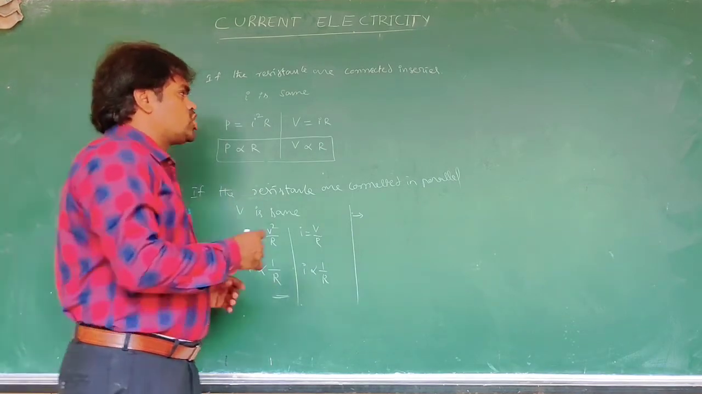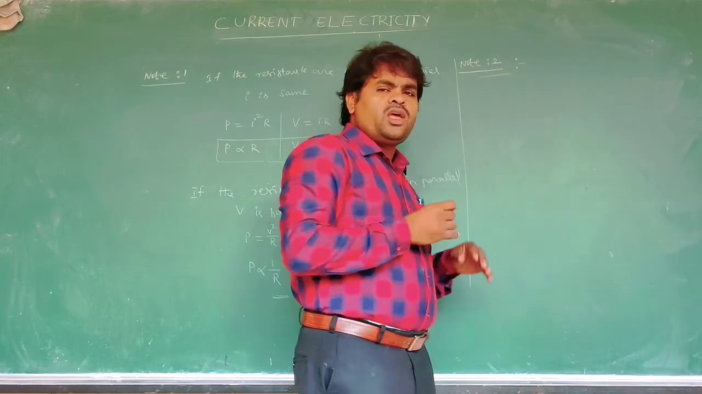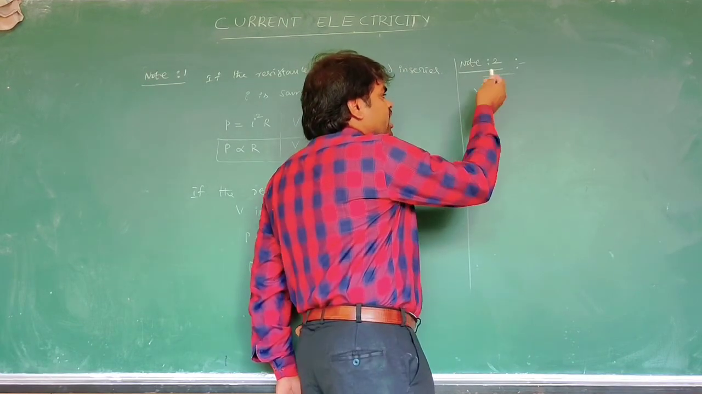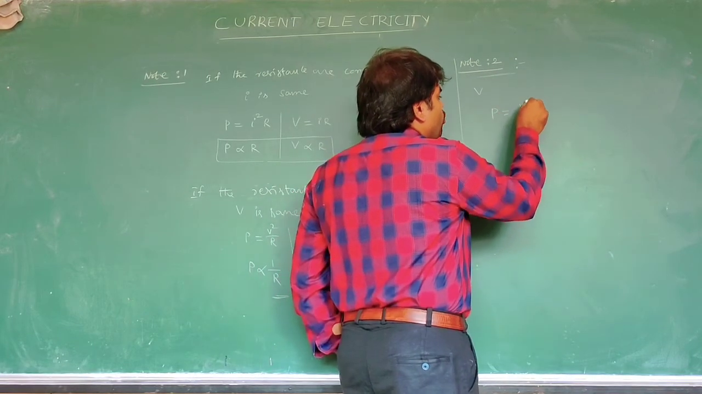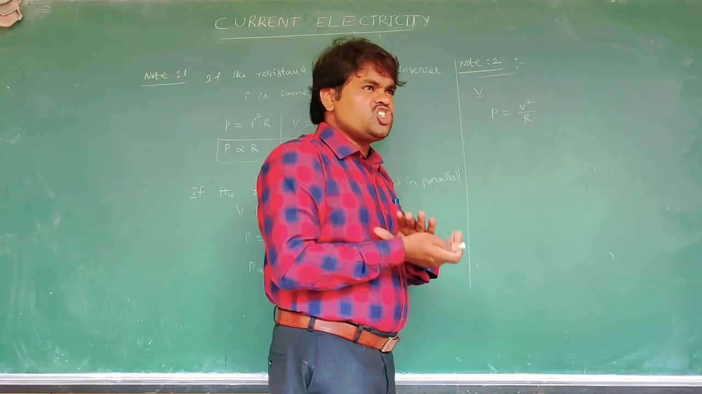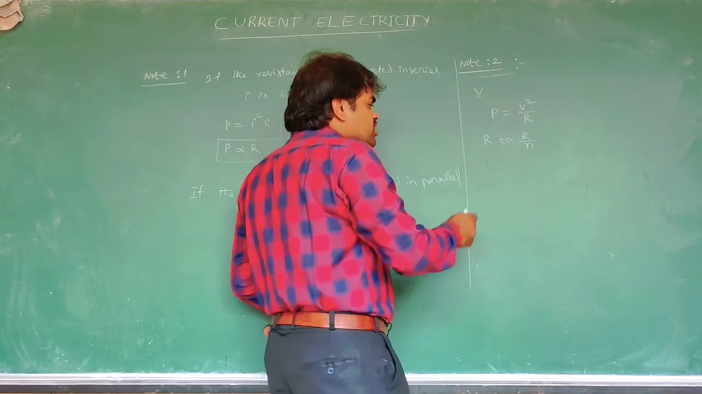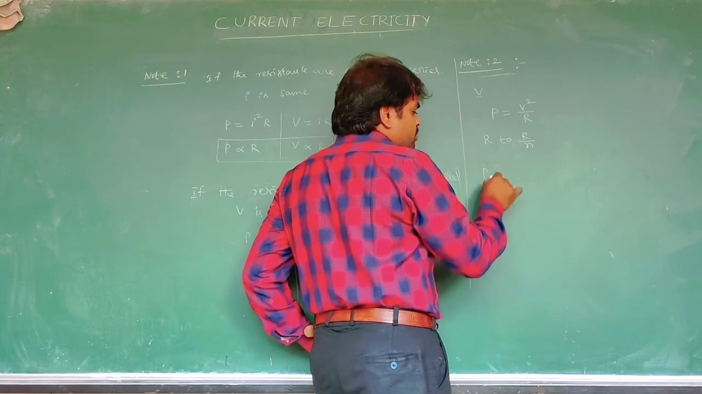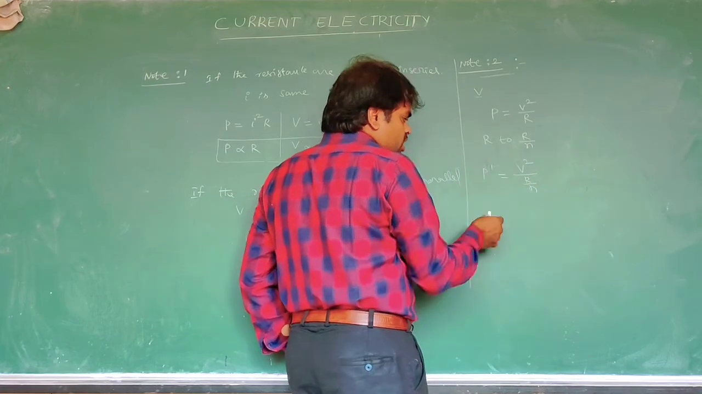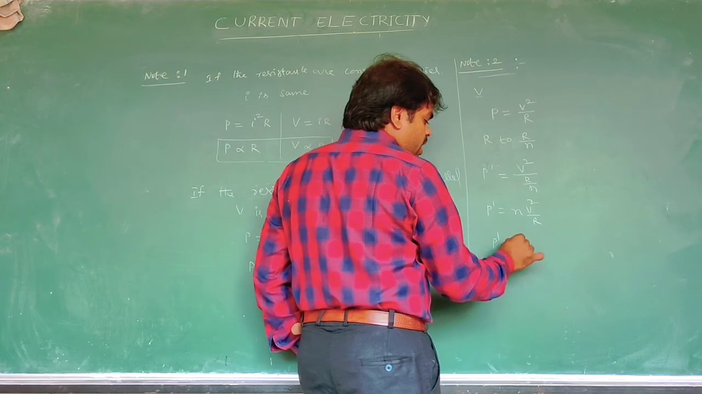Now go to the second note. Note 2. If a resistance R is under a potential difference V, then the power dissipated is P is equal to V square by R. For the same potential, the resistance is changed from R to R by N. Then the power dissipated, P dash, is equal to V square by R by N. Then P dash is equal to N into V square by R. That is, P dash is equal to N into P.